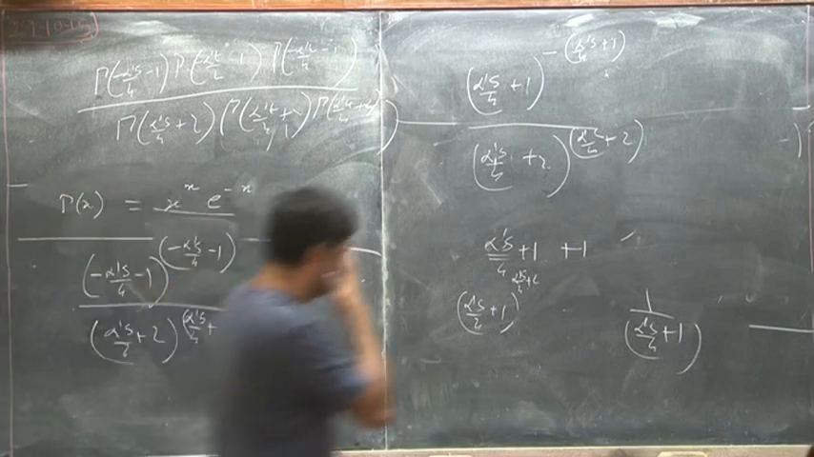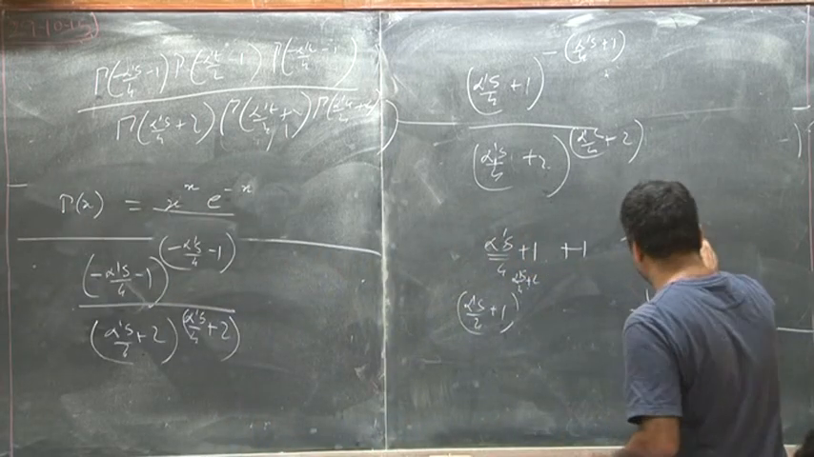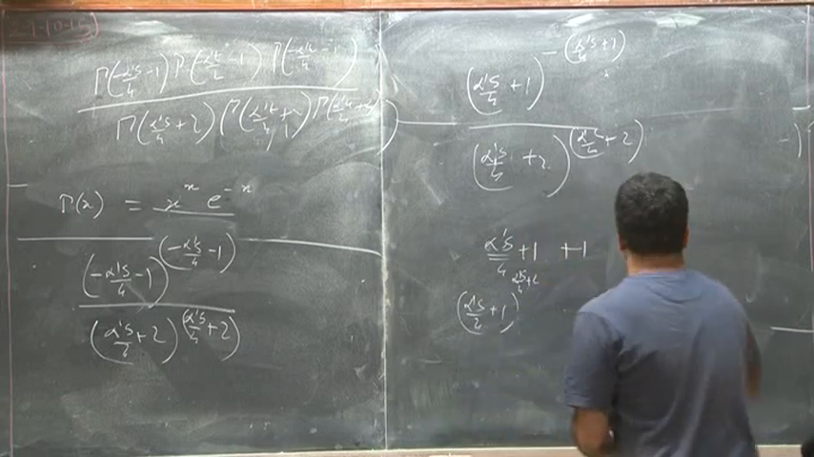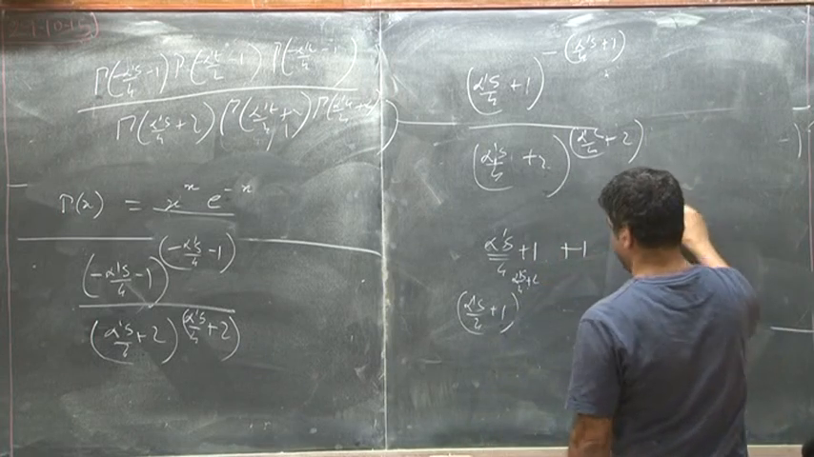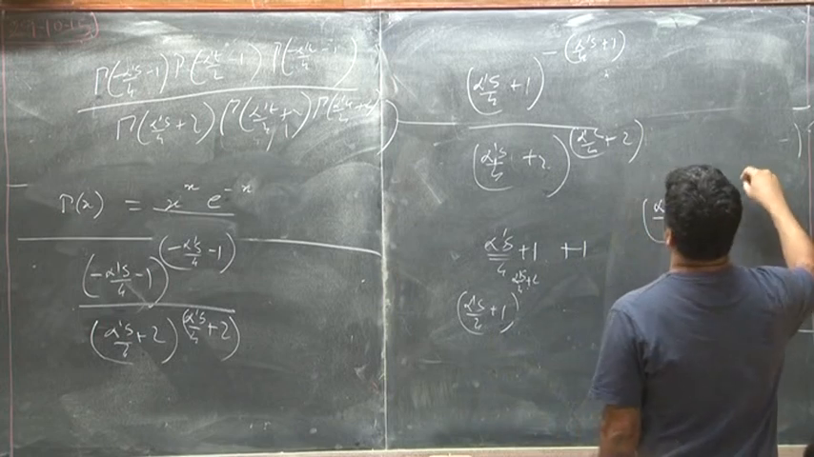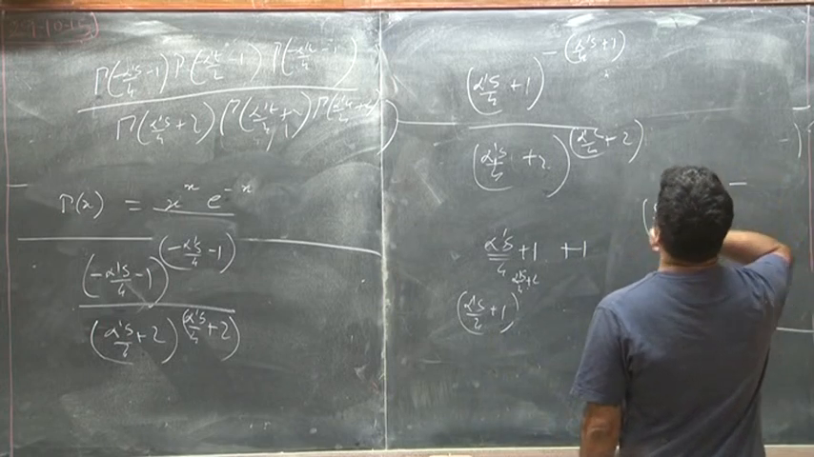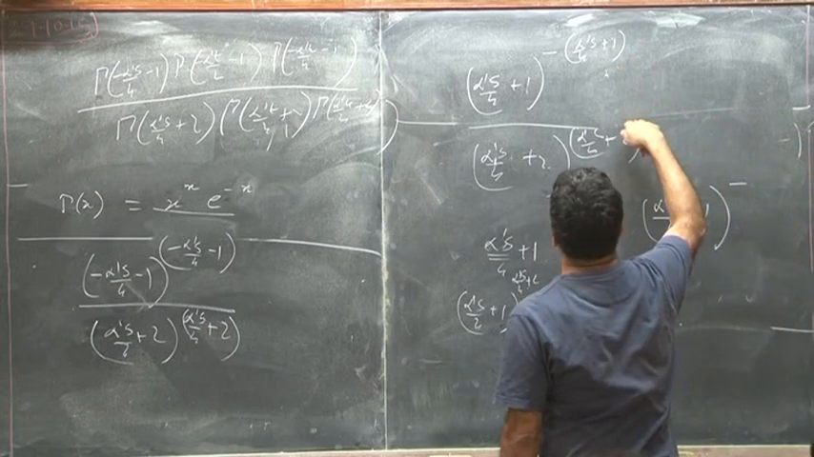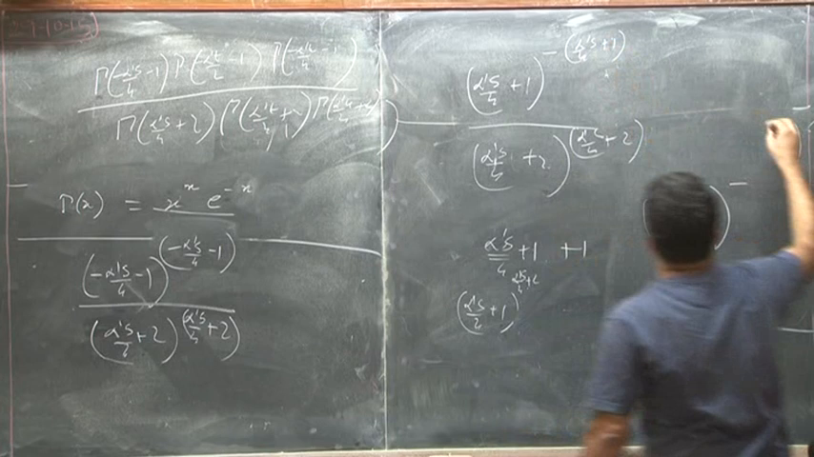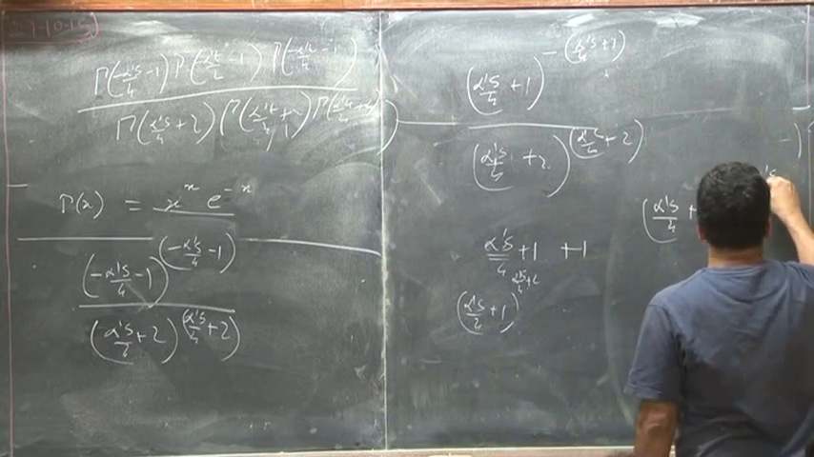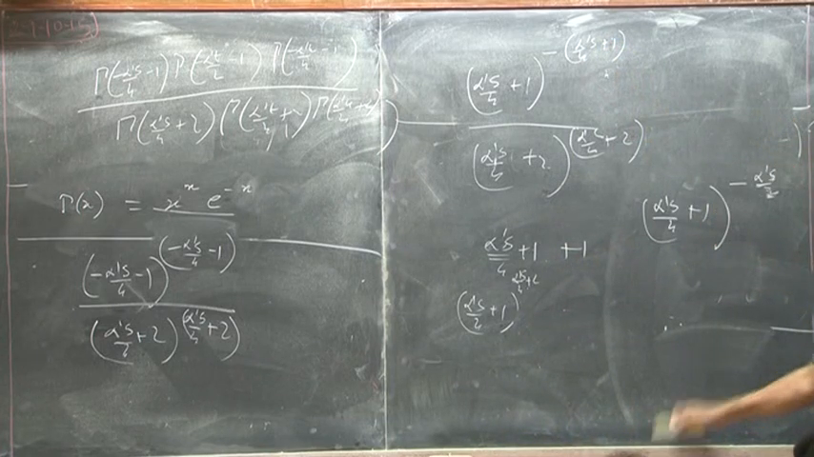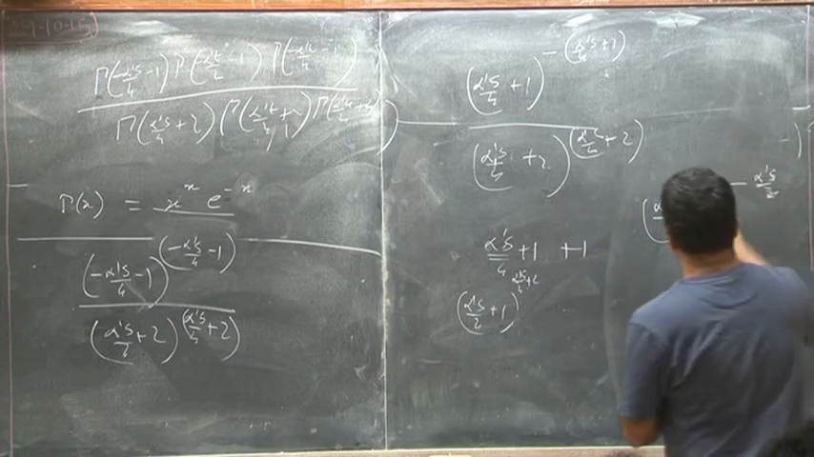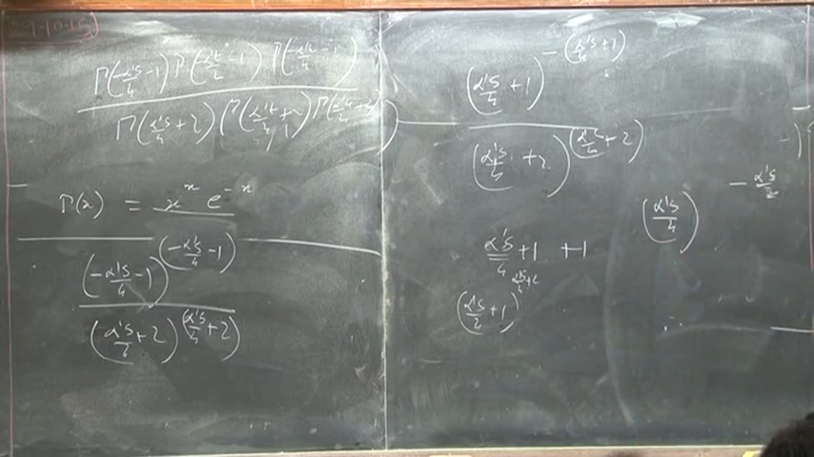Okay, so you're right, thank you. So this thing is alpha prime s by 4 plus 1 to the power minus, and then this 1 and 2 we can ignore because those are power law corrections. So minus alpha prime s by 2. Here also, alpha prime s by 4 to the power minus alpha prime s by 2.